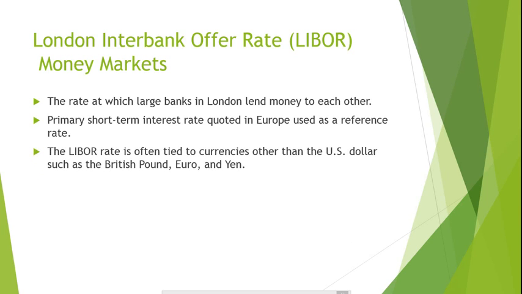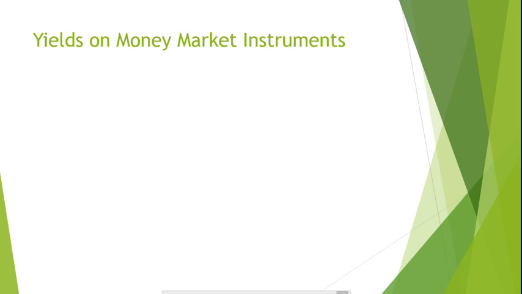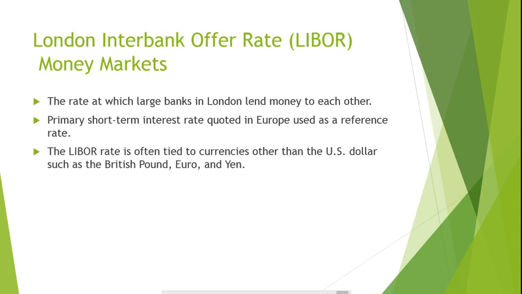For example, a company may borrow at a rate stated as LIBOR plus 3%. Therefore, if the LIBOR rate was 4%, then the company would be borrowing funds at a 7% interest rate. The LIBOR rate is a widely used statistic among investors, just as the Fed funds rate is. The LIBOR rate is often tied to currencies other than the US dollar, such as the British pound, euro, and the yen.